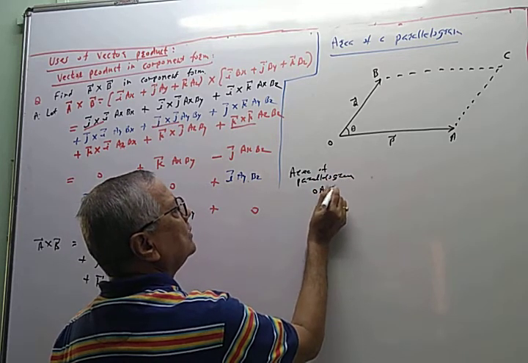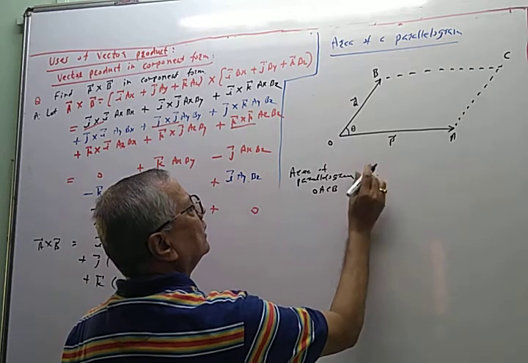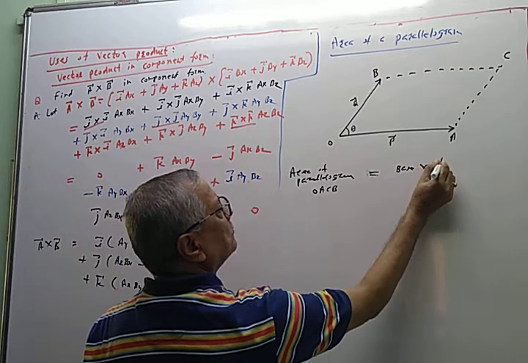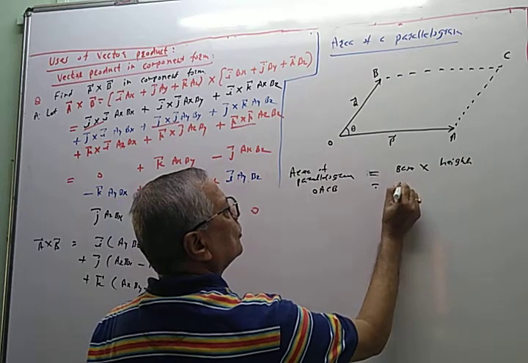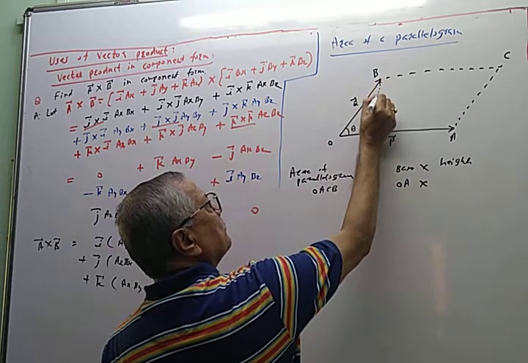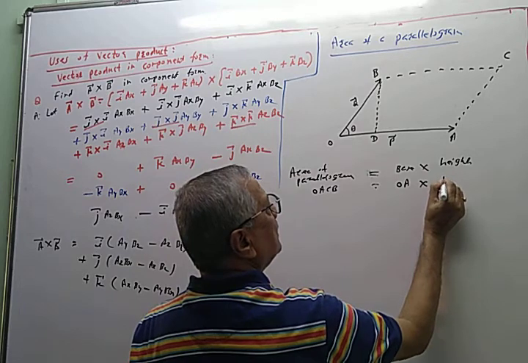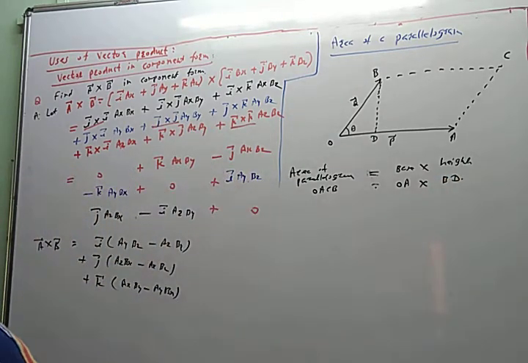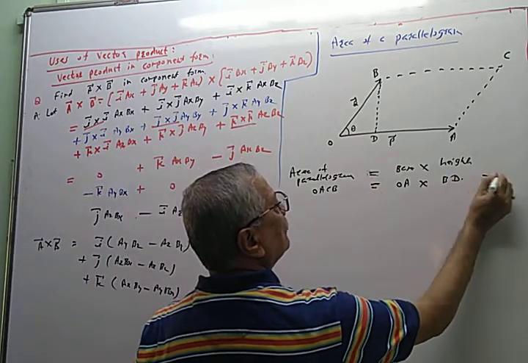Parallelogram OACB is equal to base multiplied by height. So base is equal to OA, and what is height? Draw perpendicular. So this is B. So BD is the height. Now this is basic equation 1.